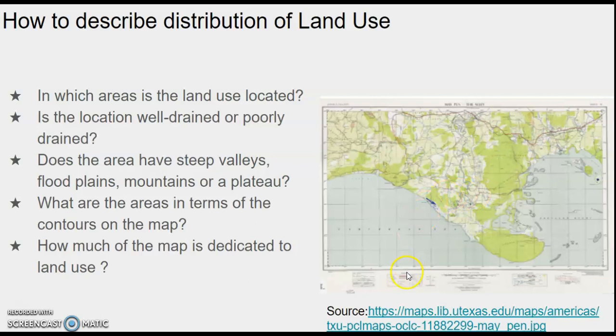Look at your map carefully. Is the location well drained or poorly drained? Think about whether the area has steep valleys or floodplains or mountains or even a plateau. What are the areas like in terms of the contours on the map? Look to see if the contour lines are close together, which means the area is hilly or mountainous, or whether the contour lines are far apart, which means that the area is flat. Also look to see how much of the land is dedicated to land use.